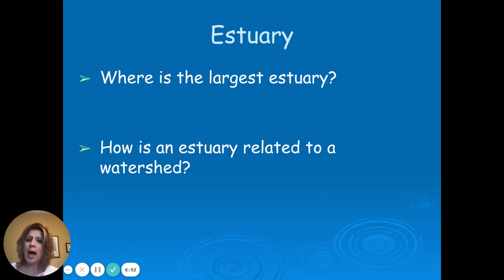Now, how does a watershed and an estuary relate? A watershed is where a smaller body of water dumps into a larger body of water. So the smaller body of water is the river dumping into a larger body of water, an ocean. So an estuary and a watershed are very similar to each other because it's where one dumps into another.